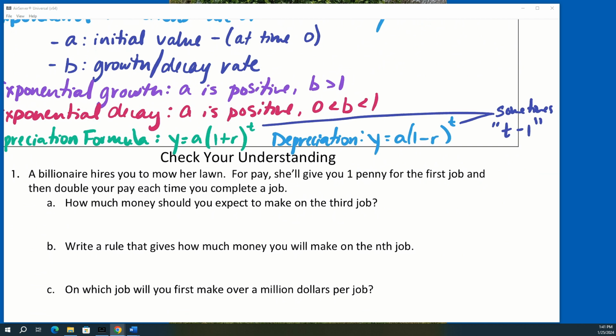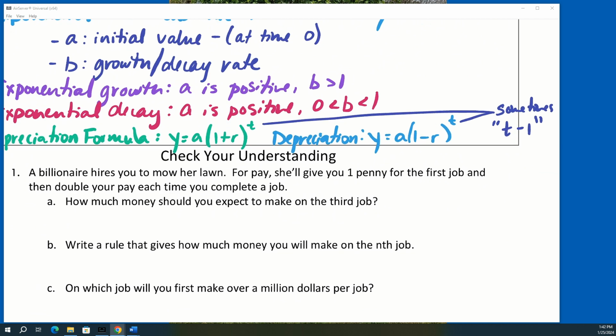Like if you're given the thing on day 0, then it's going to be the t. If you're given the thing on day 1, you're going to need to do t minus 1. And I'll show you an example of that in just a second. And then you can always just plug in values and just make sure it's working.